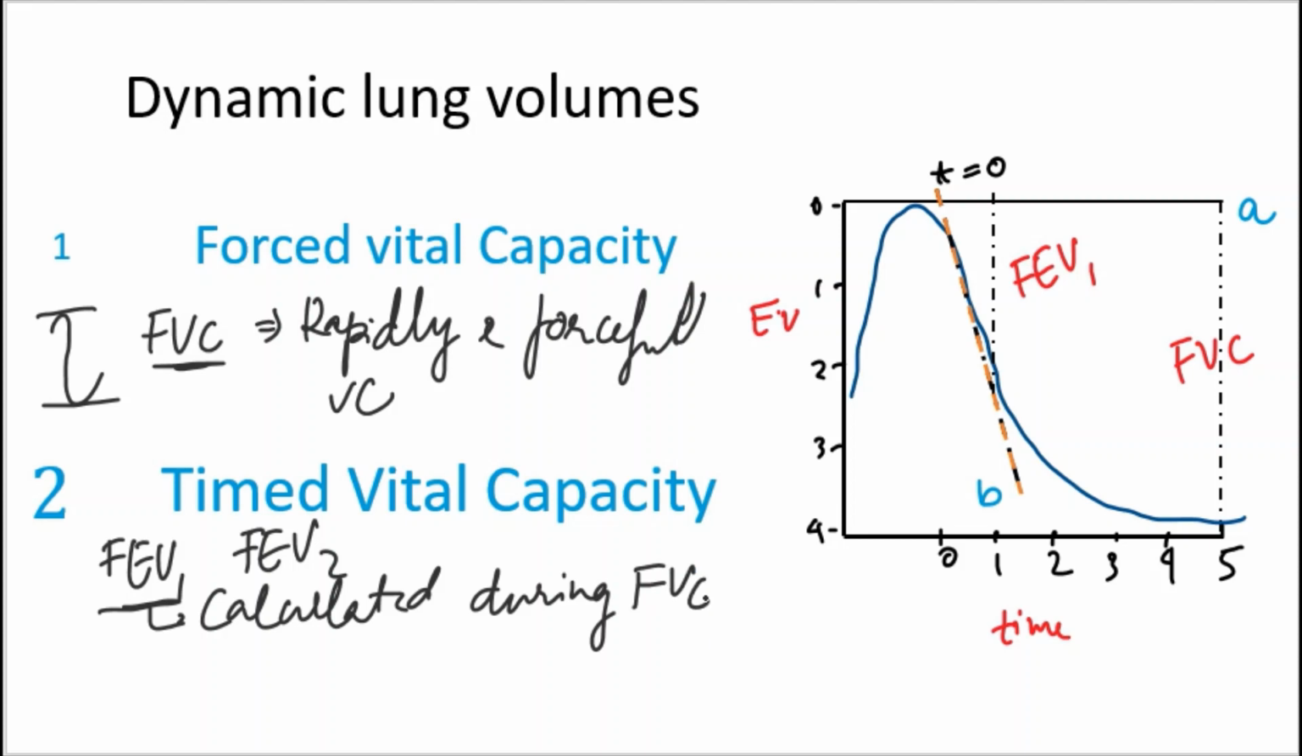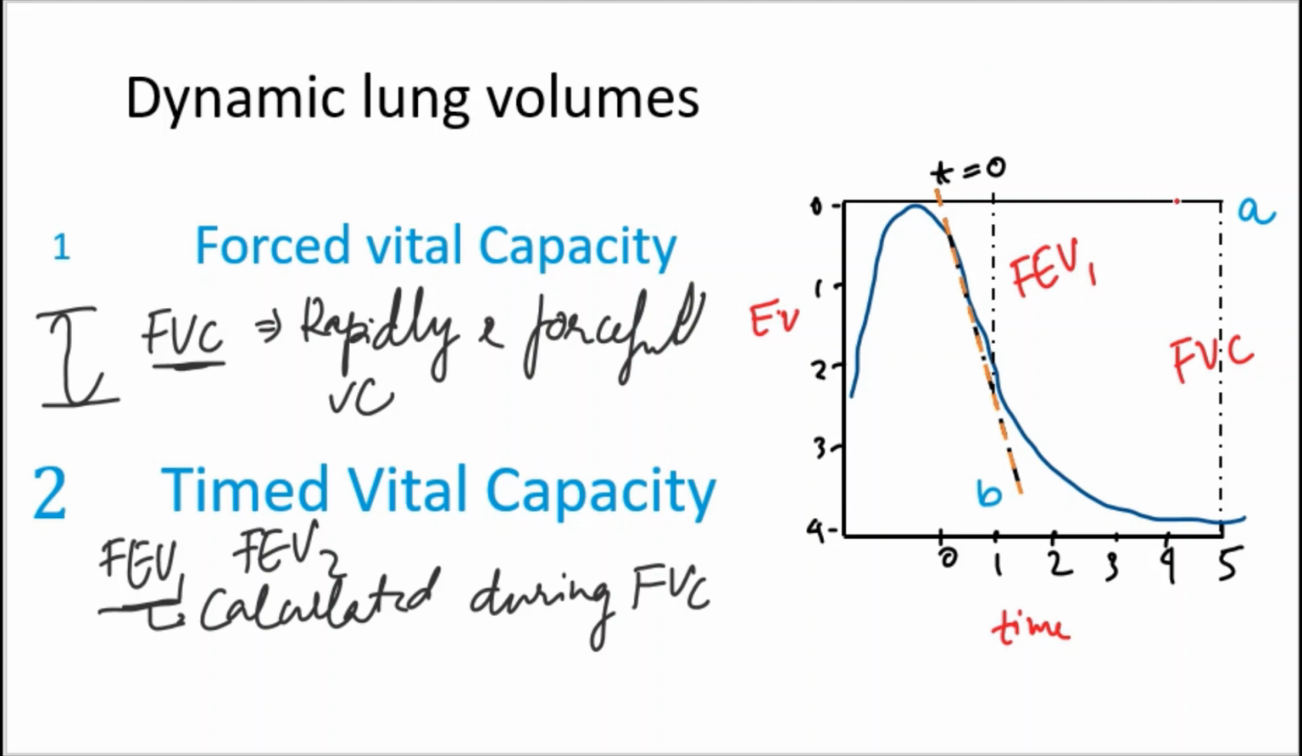So this is the volume of gas while you are performing FVC and you take a time interval. In that time interval, the amount of gas that is expelled is called FEV in that second. So FEV1 is the volume of gas expelled during FVC in the first second. Here is a graphical representation of the measurement of FEV1. Let us look at it.